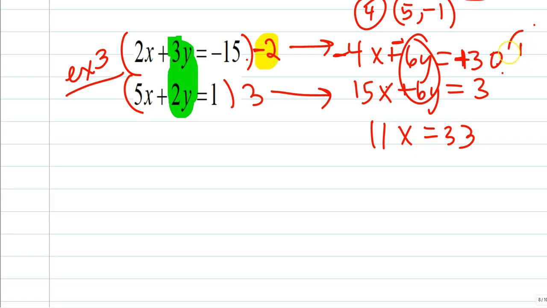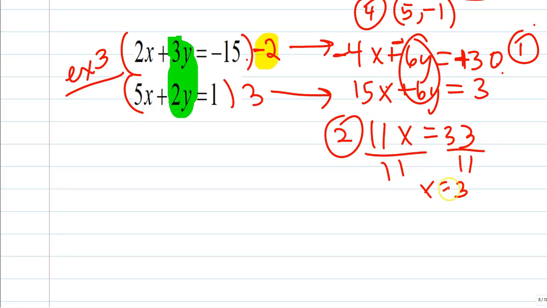This was all step 1 up here. This combine and solve is step 2. Dividing by 11, x equals 3. Step 3. What am I going to do with that 3? Substitute and solve. Where? Doesn't matter. Either equation. I'm going to choose the bottom one. Why? Y is smaller.